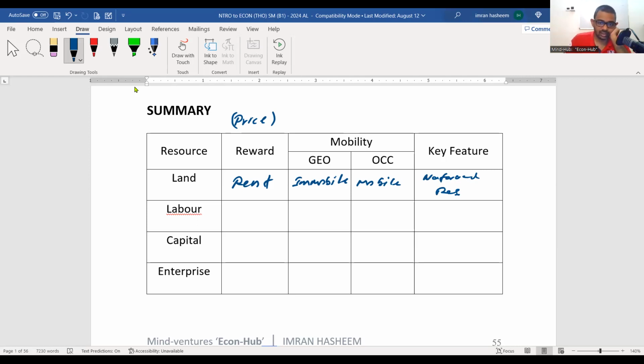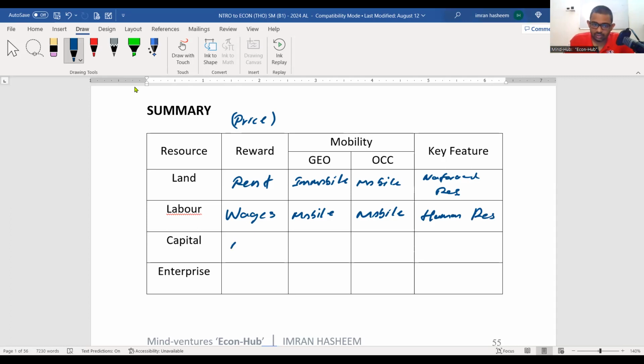I hope my handwriting is legible. Labor. The reward is, remember, wages. I wish I could give you some time to respond and do this, but we are in a bit of a tight spot for time. Labor is geographically also mobile. People can move from one place to another. Occupationally also, most of the time we expect it to be mobile. Which is the human resource.